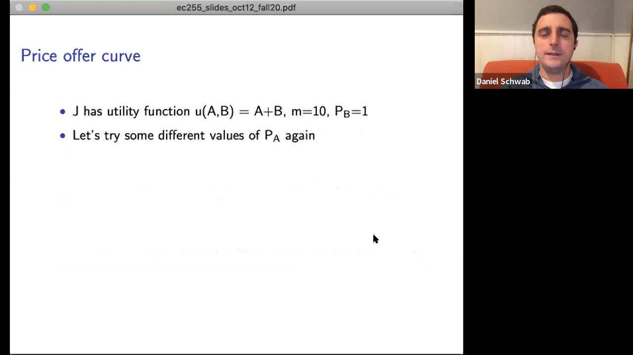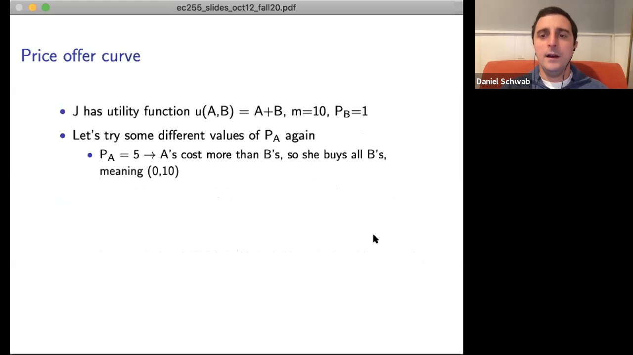Okay, so let's do the same thing. Try some different values of PA. Let's suppose we try PA is equal to 5. If PA is equal to 5, then apples cost more than bananas. So she just buys all bananas, right? And so she can buy 10 bananas. So that's 0, 10. That's what she would get if PA is equal to 5.